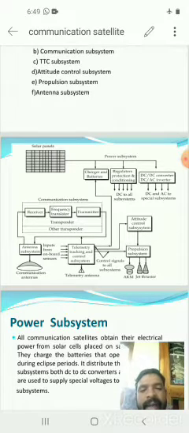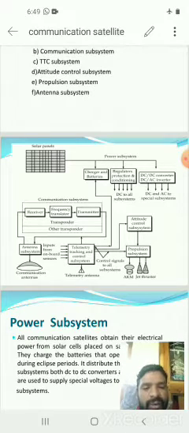These telemetry tracking control systems are used for monitoring the total system of satellites. The onboard conditions like temperature, battery working, and total system working are monitored by the telemetry tracking control system.